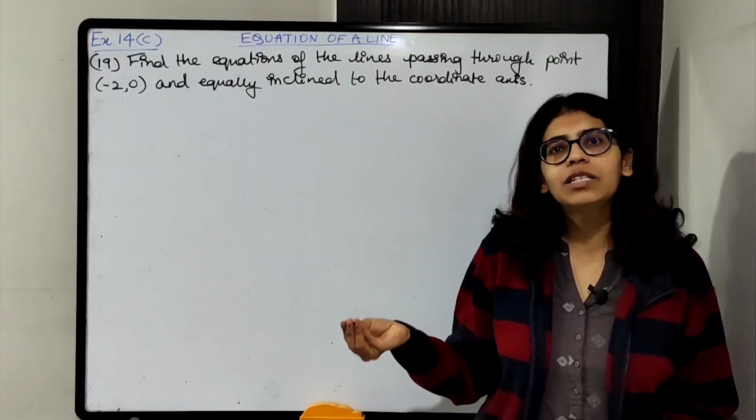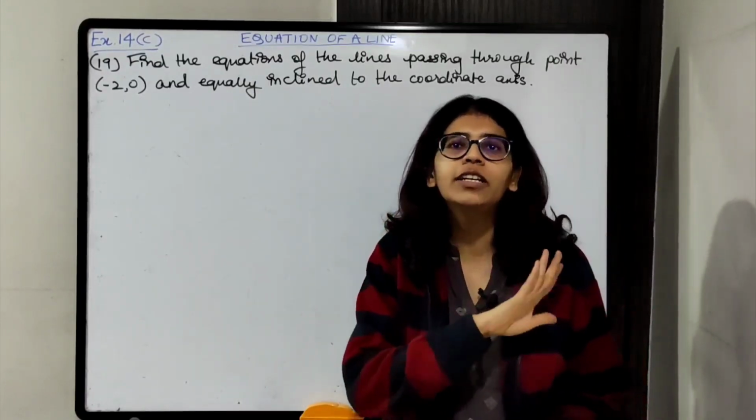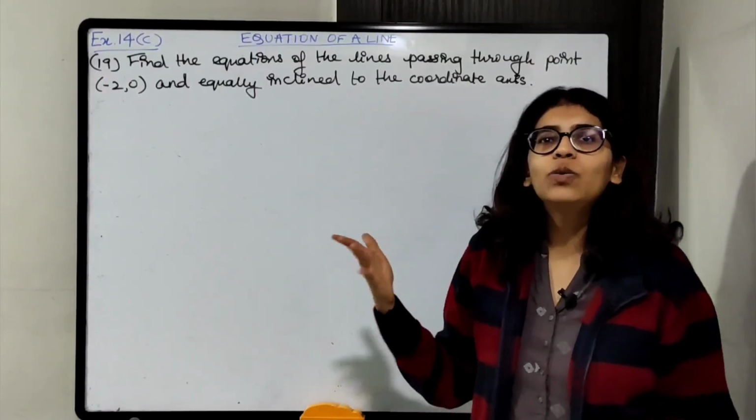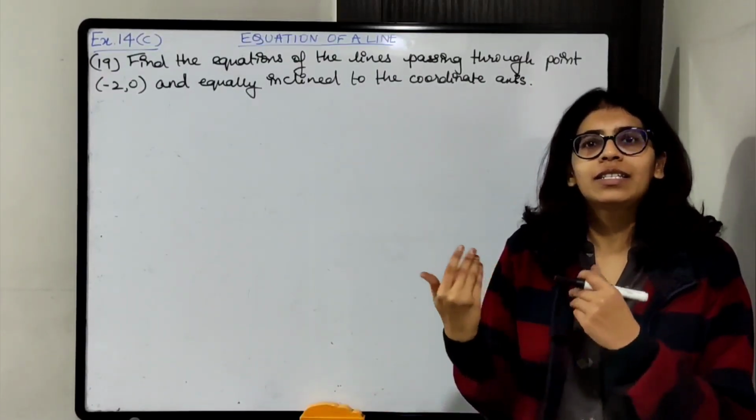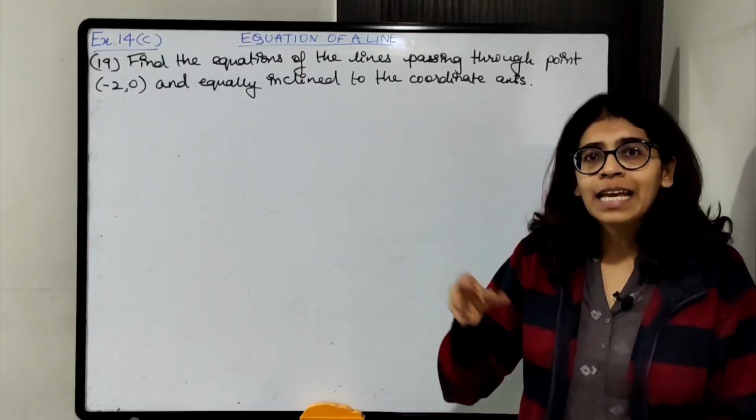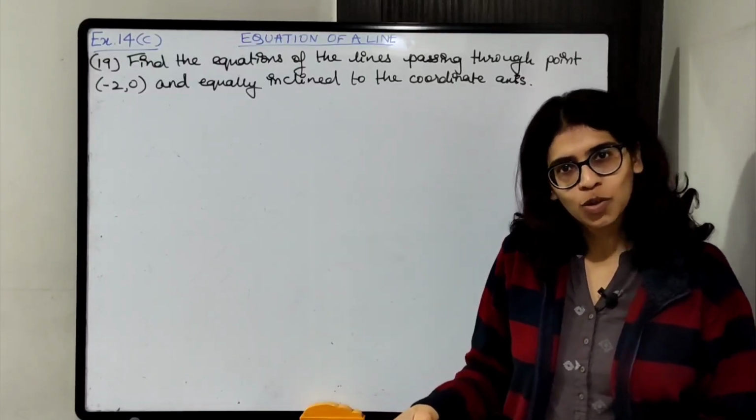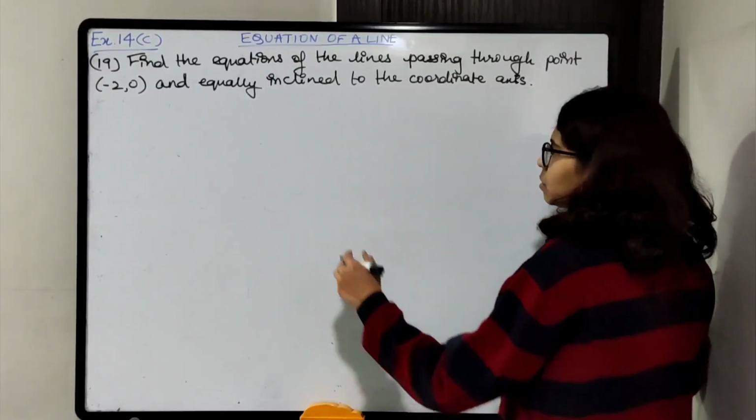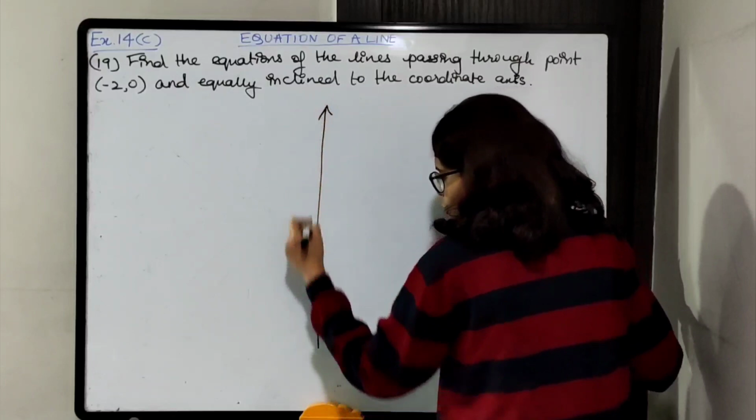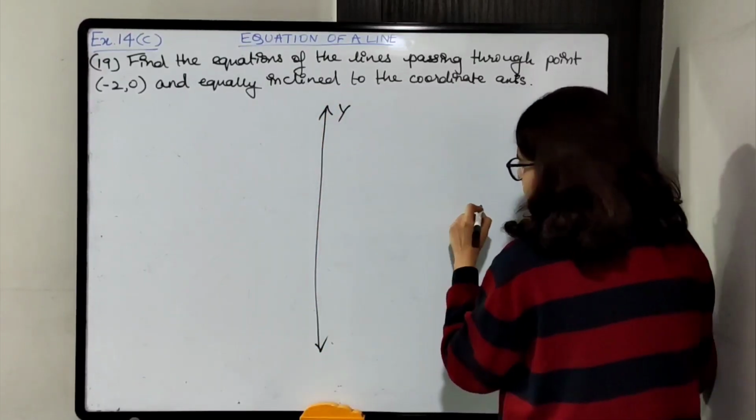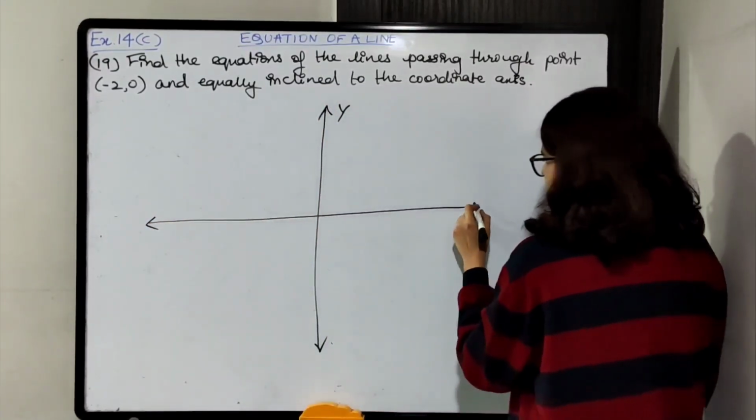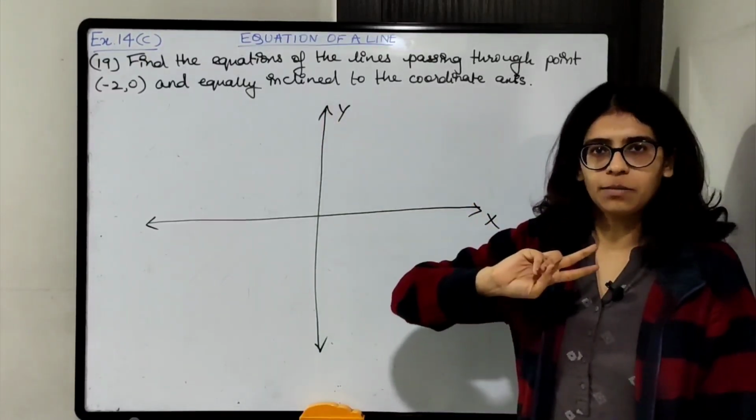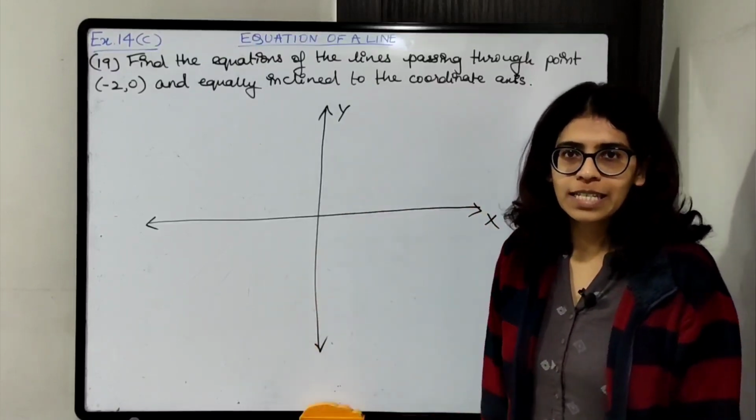Equally inclined means they are making an angle of 45 degrees with both the axes. That is why they are called equally inclined. Their inclination, that is theta, the angle, is the same with both the axes. So I'll just draw the diagram to make it easy to understand. Keep in mind, equally inclined lines bola hai, do lines hain. We have to find the equations of these lines.